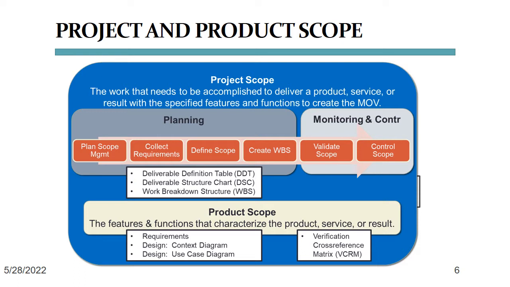In order to verify our product scope, we use test plans, specifically verification cross-reference matrices called VCRMs, that determine whether we have built a product that actually works as intended.